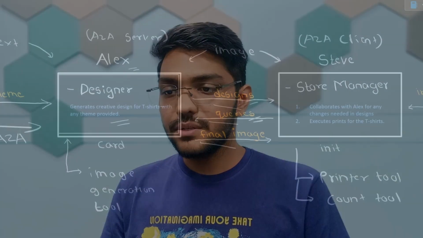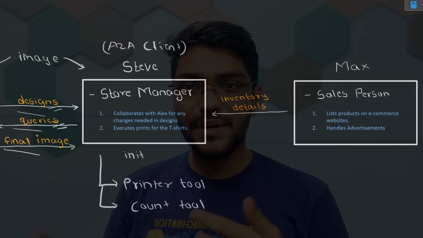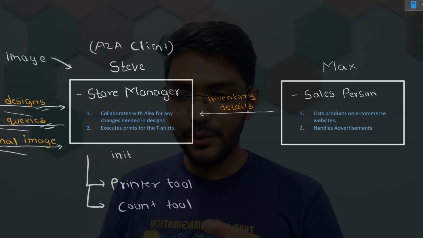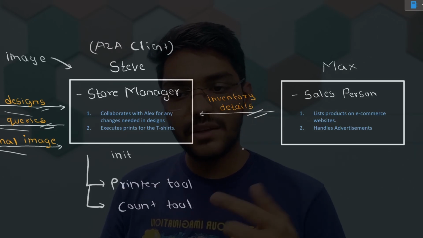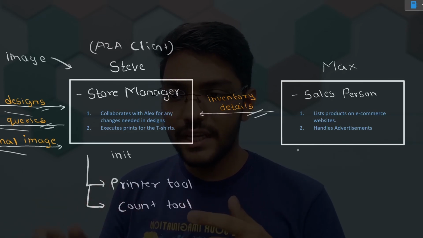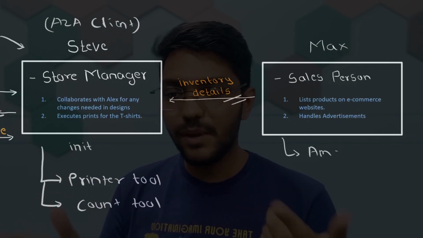So till now we have understood how agent to agent communication happens. We have learned about agent cards, interaction modalities, A2A client, A2A server, and also how an agent talks to a tool. We'll talk a little more about this further in this video. So let's move to the last agent, our sales god, agent Mr. Max. So agent Max communicates with agent Steve, gets all the inventory details from him, and based on this information, the agent adds it on Amazon and Flipkart.